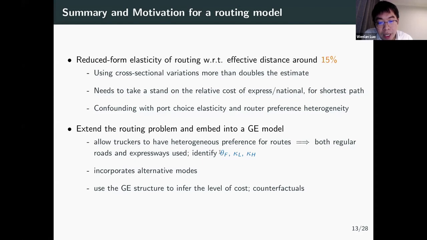And we can identify separately what the trade cost elasticity is, which is of great interest, and also other elasticities. And you may think that if we want to extrapolate the analysis to a domestic setting, then we have to take into account other transport modes, for example, the railways and air shipment, and that can be done in a structural model. And also we still need to infer the level of the cost, because currently it's only on the elasticity, and we need a model for counterfactuals.